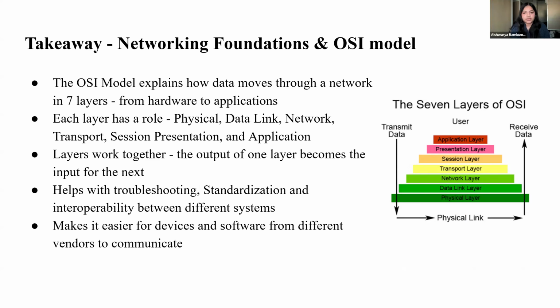For example, the transport layer checks for errors, and the network layer decides where the data goes. What makes this model so important is that it helps standardize how devices and systems communicate, no matter who makes them. Overall, understanding the OSI model gives a clear foundation for how networks work and makes troubleshooting much easier.